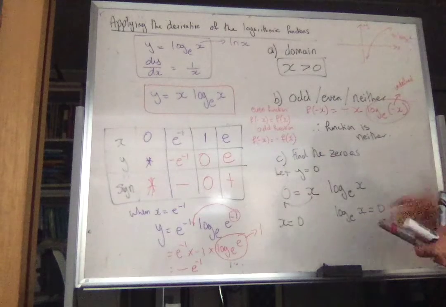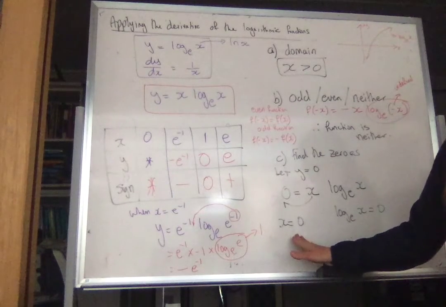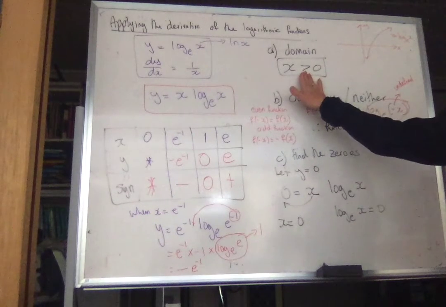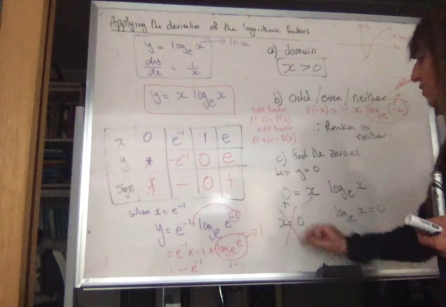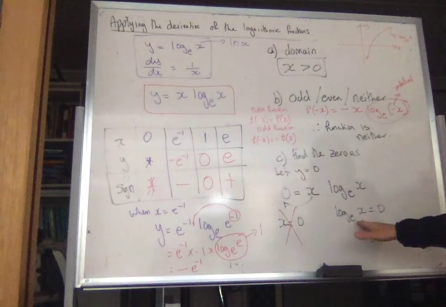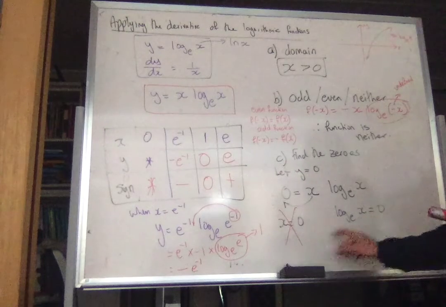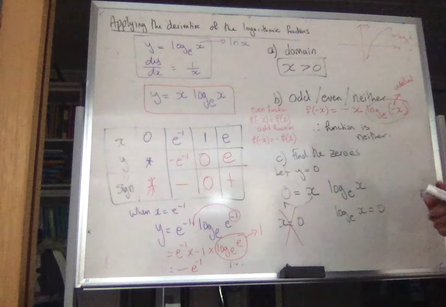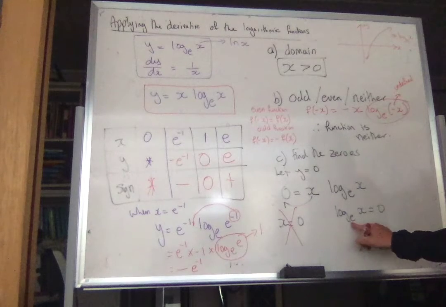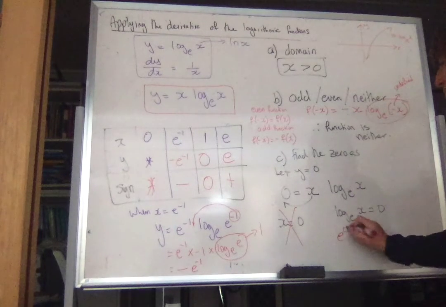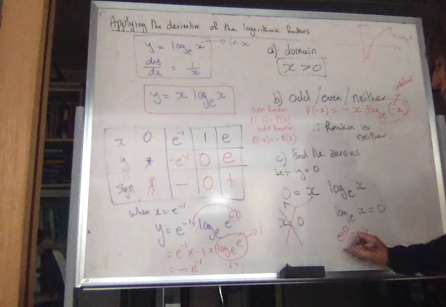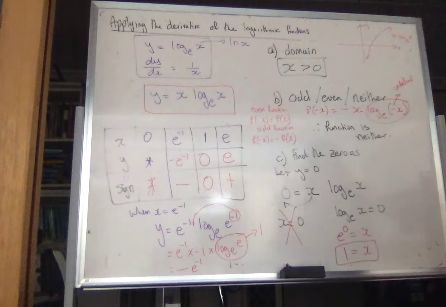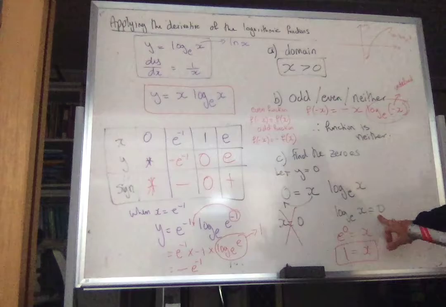Now let's think about this first one. We've just said in part A that the domain needs to be greater than 0, so this is not going to happen. But now I can figure out this other one, which is in log form. Let's change this into index form. So e to the power of 0 is equal to x. Now e to the power of 0 is 1. So when x equals 1, I end up with a y value of 0.